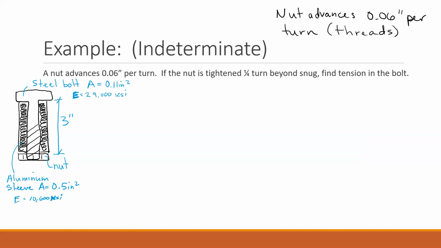So if I have it just snug and then I turn it another quarter turn, the first thing I want to figure out is how much vertically does that nut have to move relative to the bolt in order to make that turn. So if it's 0.06 for a full turn, then a quarter turn is going to be 1/4 times 0.06, which is going to give us 0.015 inches. That's how much it's moving.